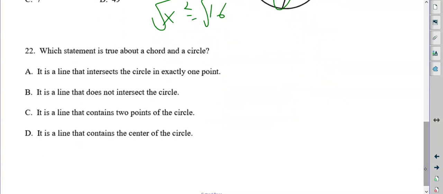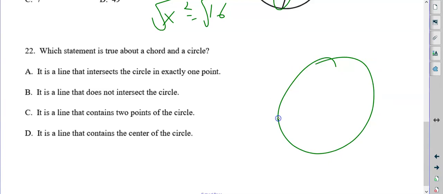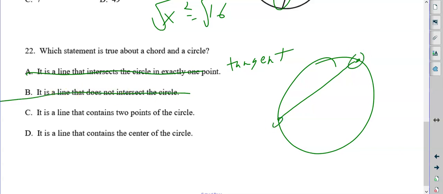Which statement is true about a chord and a circle? Okay? A chord, remember, goes from one point on the circle to another. And if it happens to go through the center, it's called a diameter. So, it's a line that intersects the circle in exactly one point. That's not true. I just drew 2 points, okay? And that word would be a tangent. It's a line that does not intersect the circle. Well, it obviously intersects the circle right here and here. Okay? If we kept going, that would be a secant.